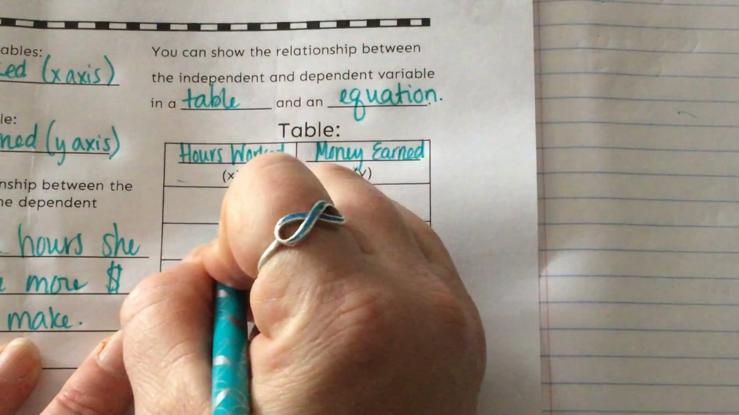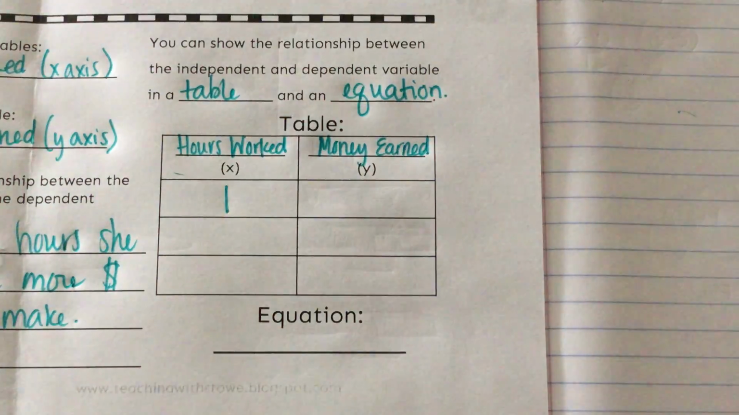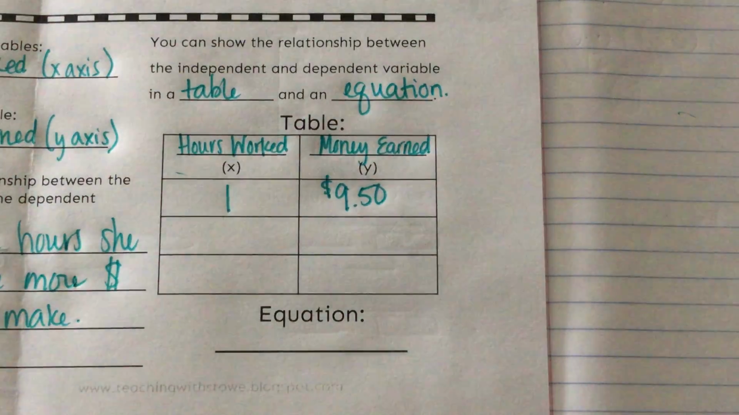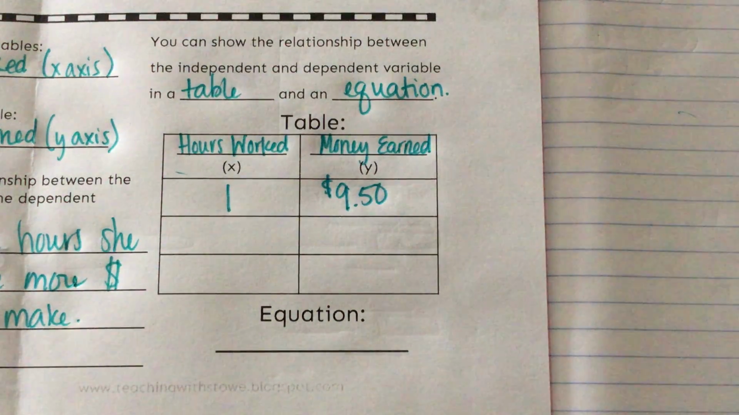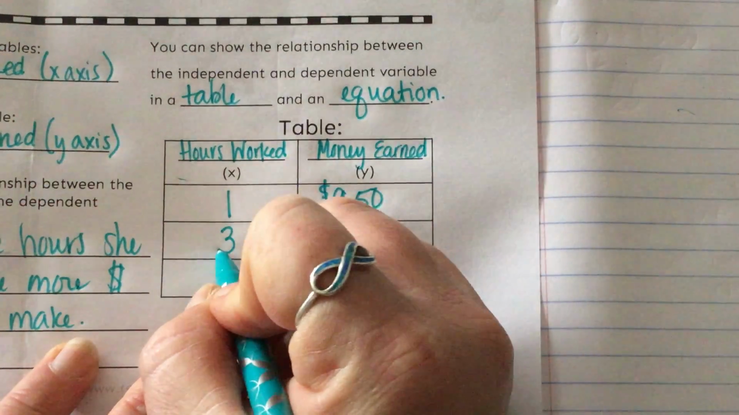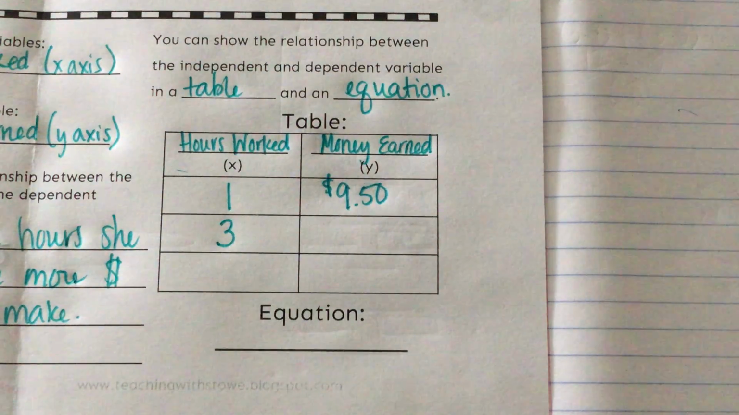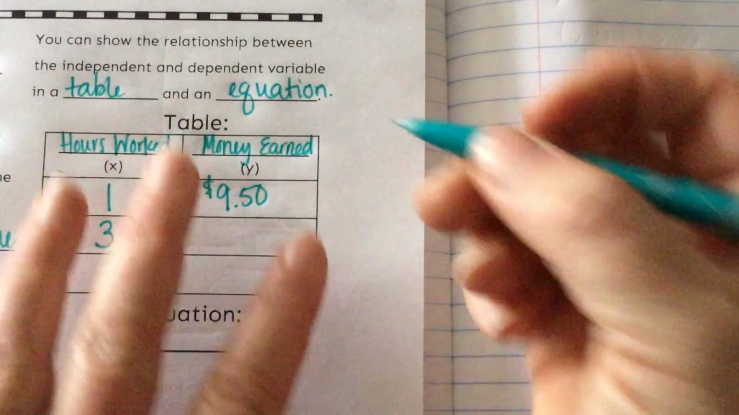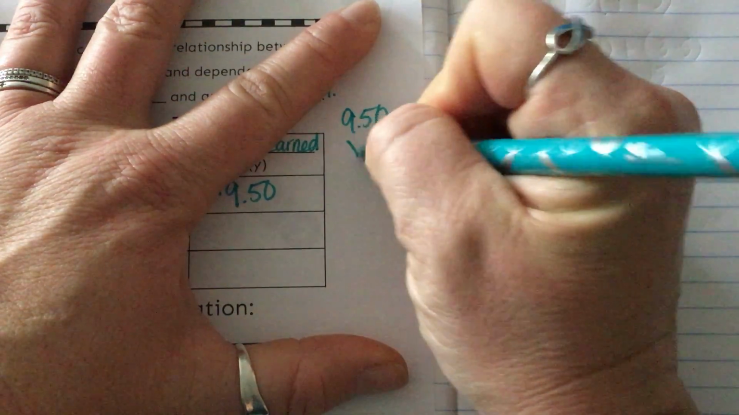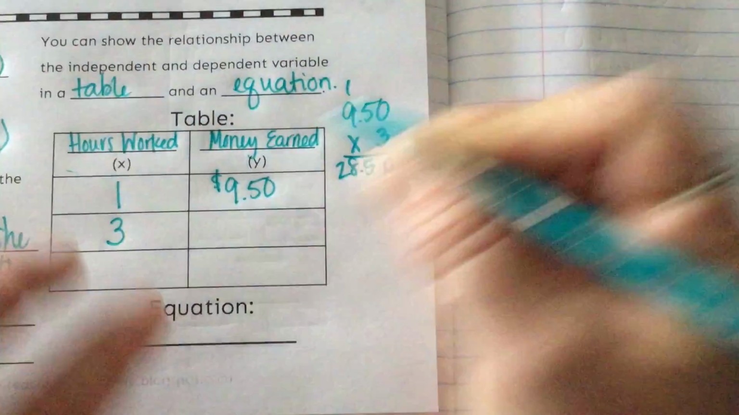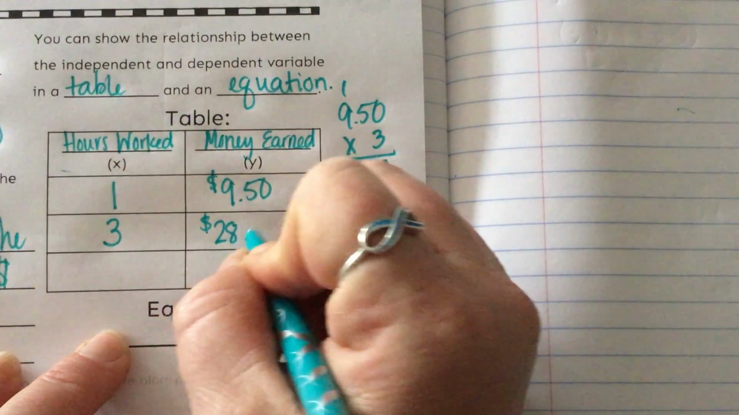All right, so we're going to use the first example of the 1 hour. We know she makes $9.50, right? So what if she worked 3 hours? How would we figure out how much she's going to earn? What would we do? Jeffrey? Okay, so you're going to do $9.50 times 3. And you end up with $28.50.